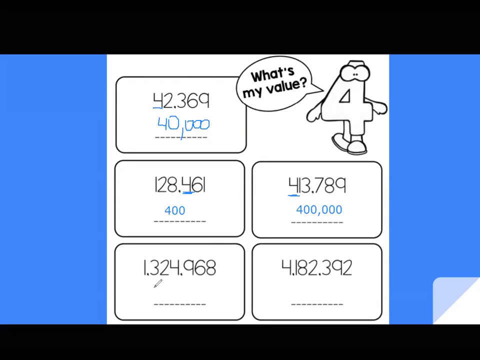And then our next number, 1,324,968. The 4 is right there in front of the comma, so it's in the thousands place, so that means it has a value of 4,000. And last, we have a 4 here in front of that second comma, and we would read this number as 4,182,392. So the 4 is in the millions place, so that means it would have a value of 4 million.